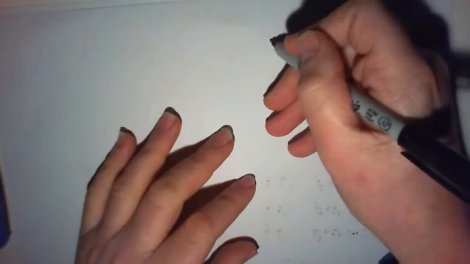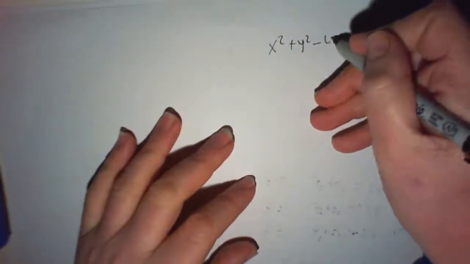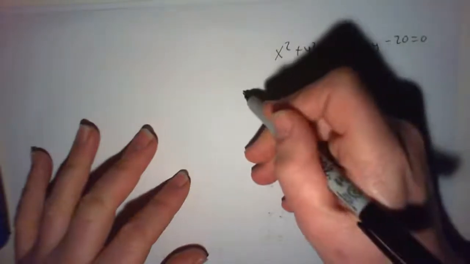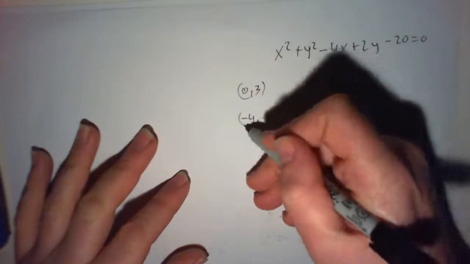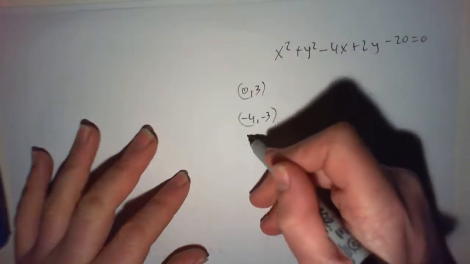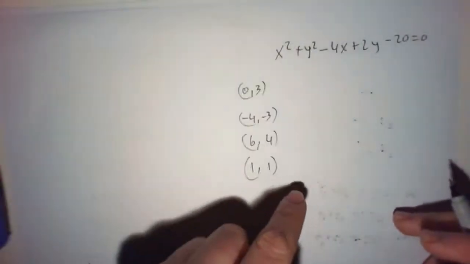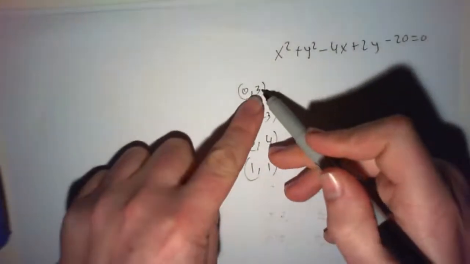I'm just going to use this piece of paper here. I'm not going to try and waste it. So let's pick one. X squared plus y squared minus 4x plus 2y minus 20 equal to 0. Let's pick a handful of points. 0 and 3, minus 4 and minus 3, 6 and 4, and 1 and 1. Okay, and we have to decide are they inside, outside, or on. Okay, so let's start. Remember, the first represents x, the second represents y.